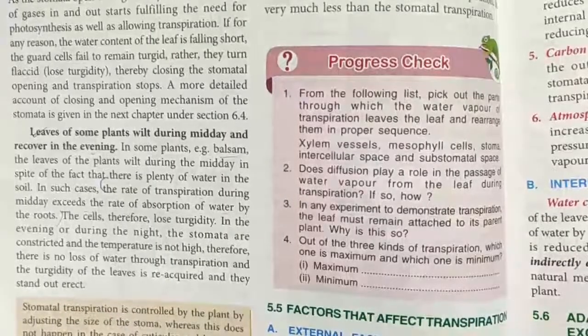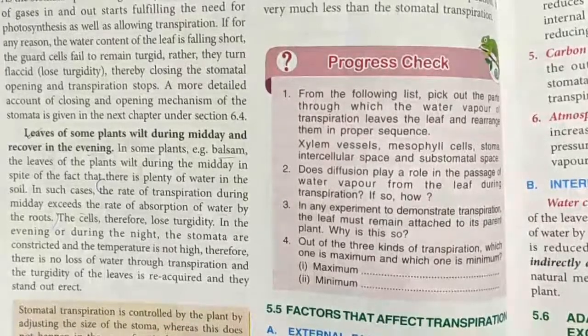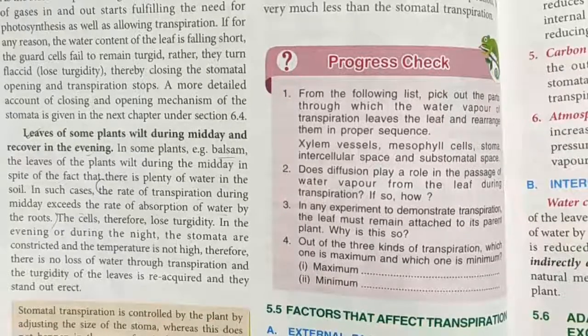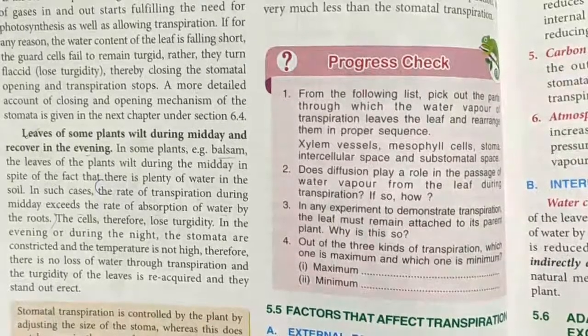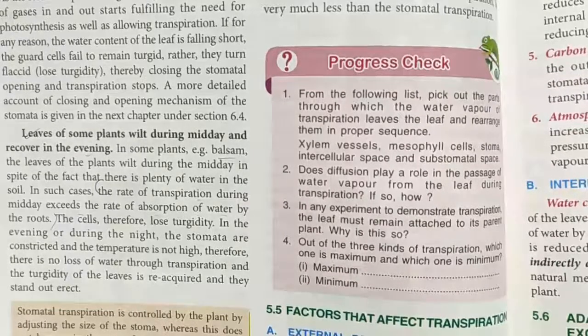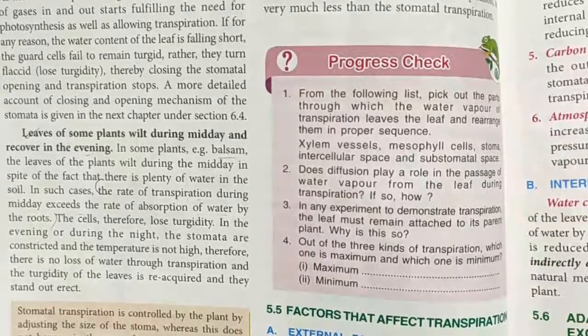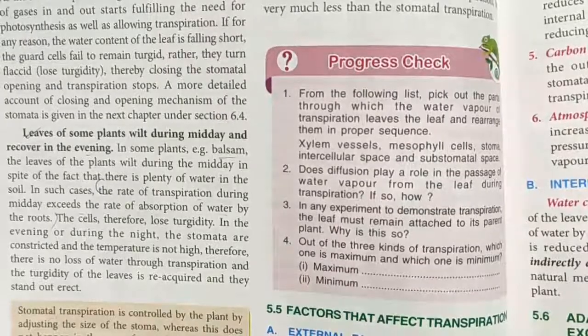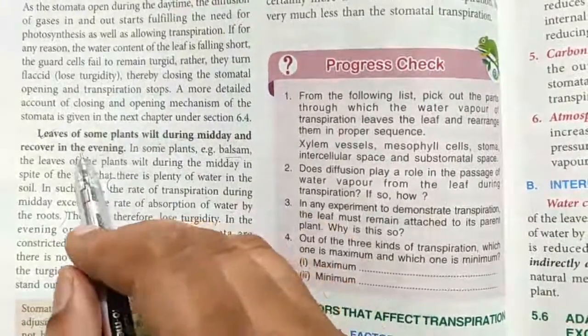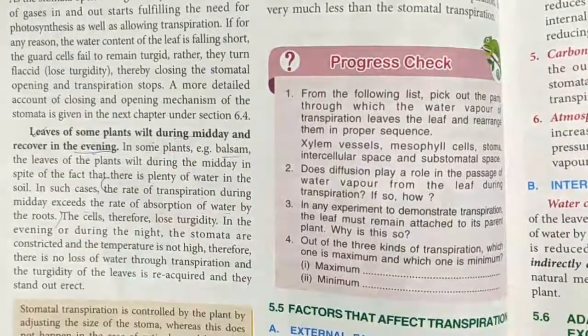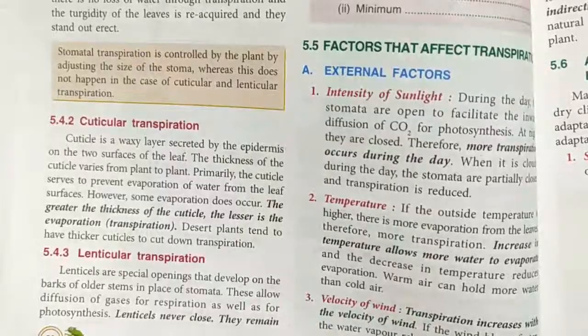Now in the evening, since there is no sunlight, the temperature is not that high. Since the temperature is not high, the rate of transpiration is quite low and the amount of water absorbed by the roots is greater. This is why the leaves wilt during midday but can recover in the evening. Now second is cuticular transpiration.